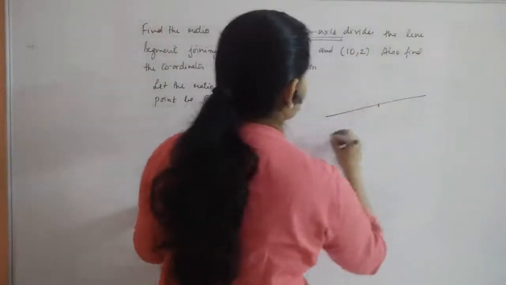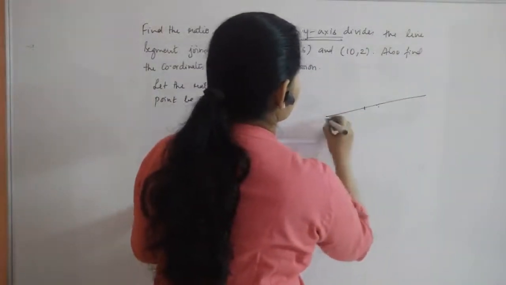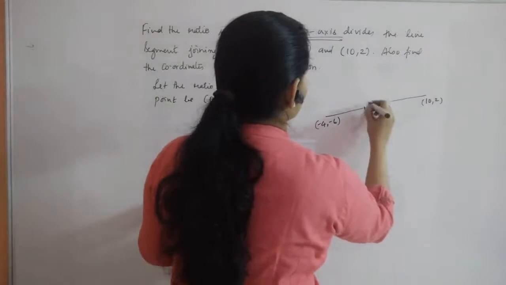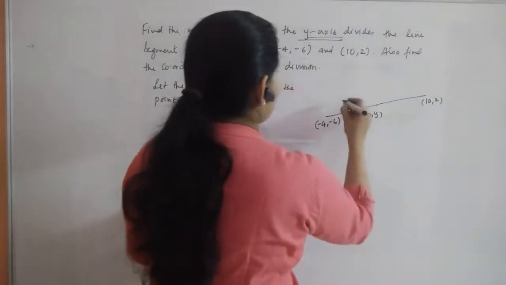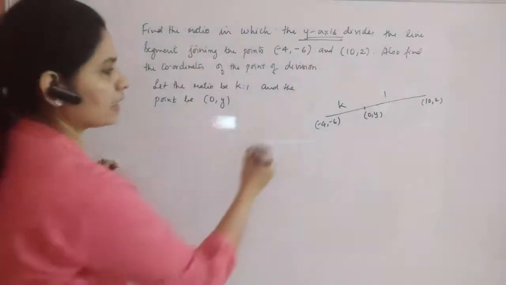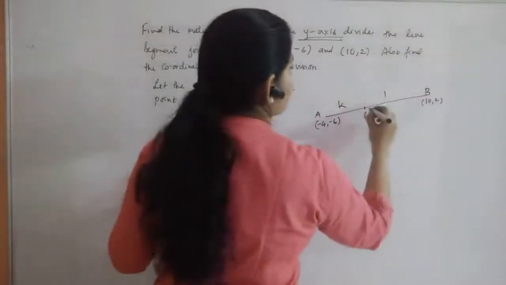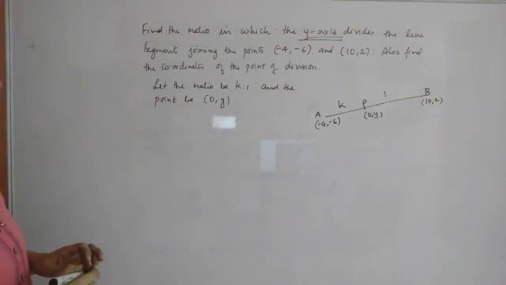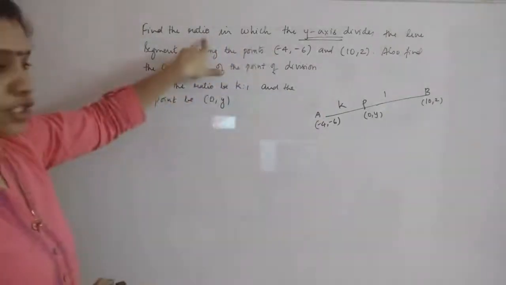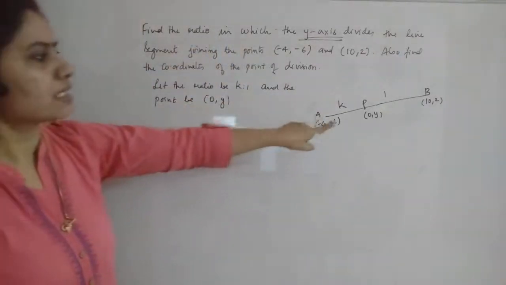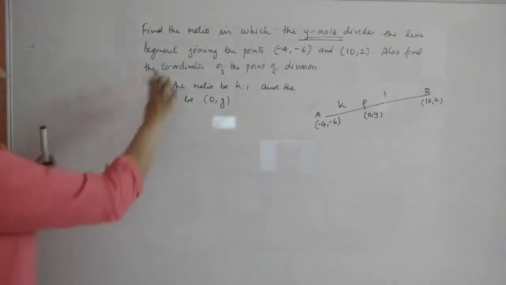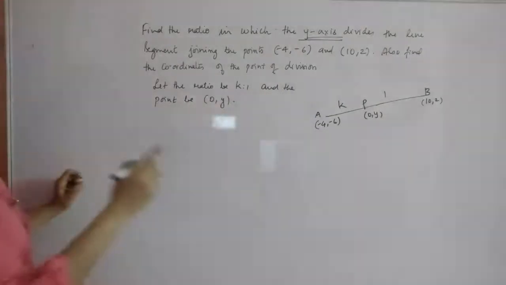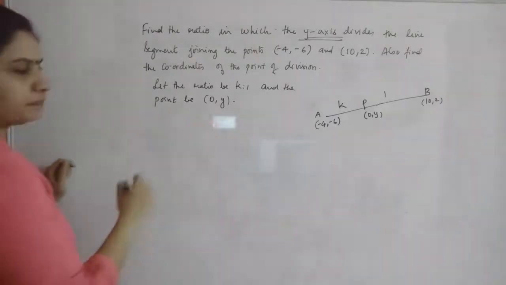Now I am just roughly drawing the figure. Suppose this is the point of division, with -4, -6 and 10, 2. This is 0 comma y. Suppose these are A and B, and this is P. P is dividing the line segment AB in the ratio k:1. You have to find out k, that means the ratio also, as well as y, the coordinate. The first coordinate, the x coordinate, is 0; you have to find the y coordinate also. Okay, some people have got 2/√5, that is correct, Radhika.